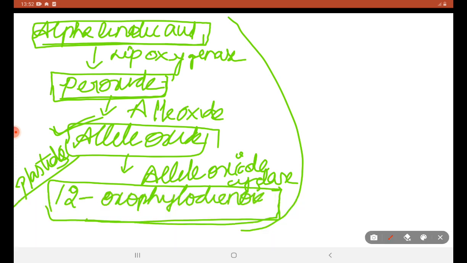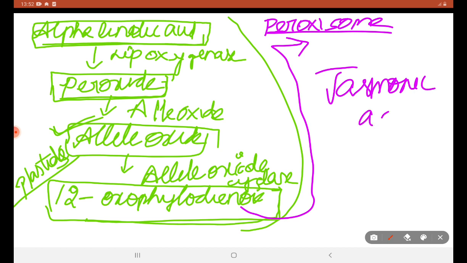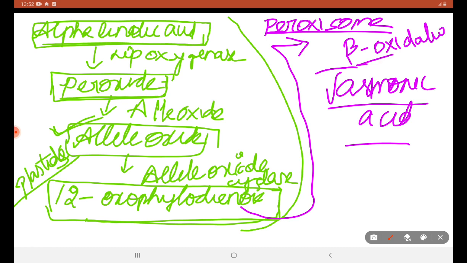12-oxo-phytodienoic acid from the plastid moves into the peroxisome, where it forms Jasmonic acid. By the action of the enzyme reductase, beta oxidation occurs. This is a previous year question.